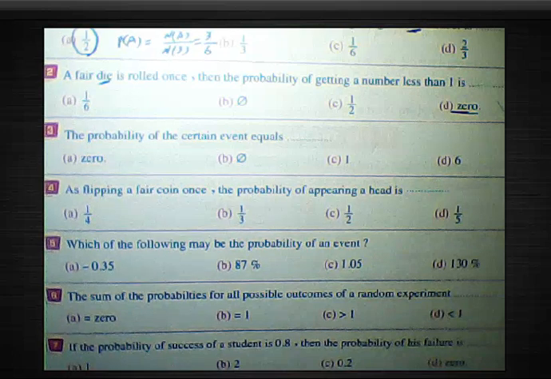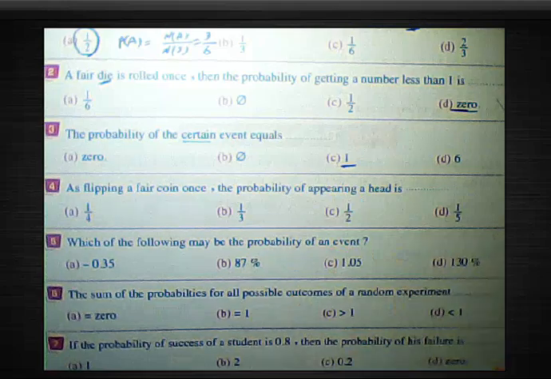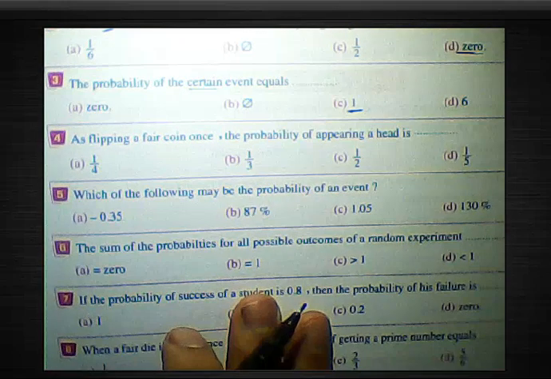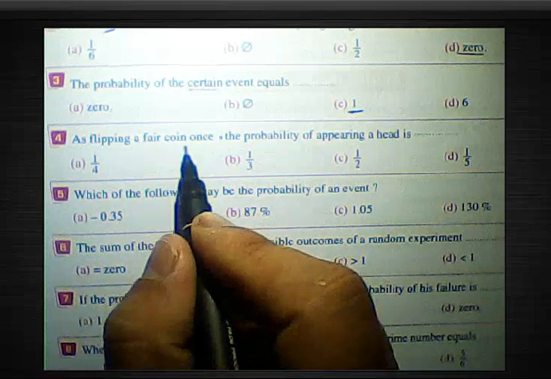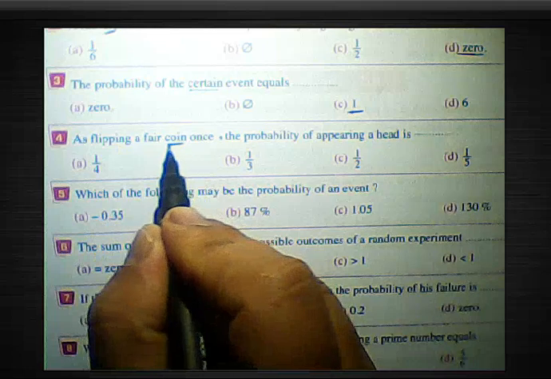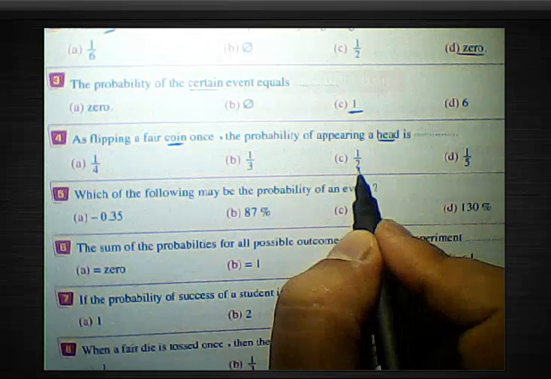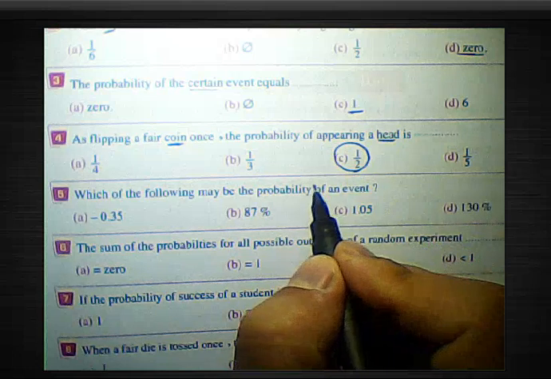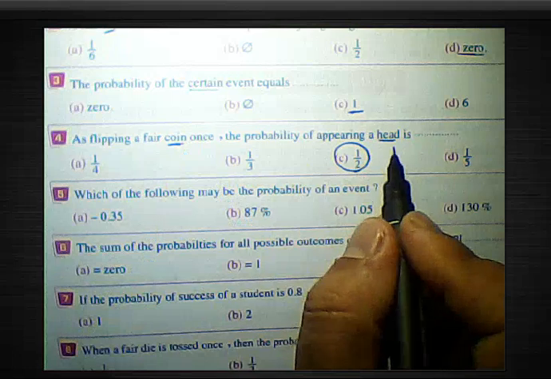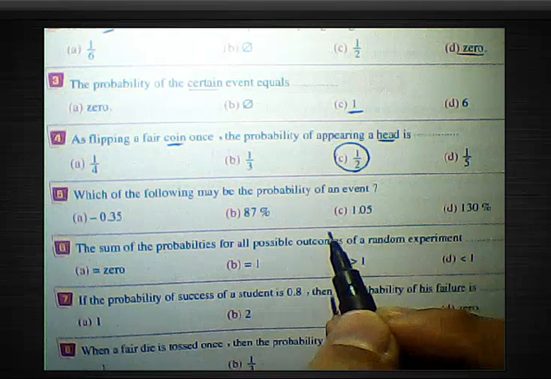Number 3. The probability of the certain event equals 1. Okay. Question number 4. Flipping a fair coin once. The probability of appearing a head will be half. You know, the coin once, it will be 1 about head. Head is half of the coin.